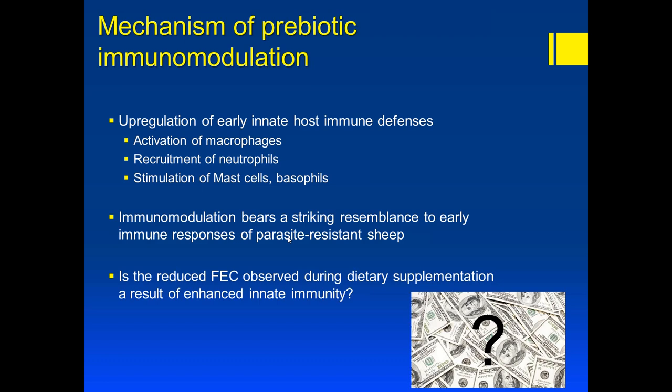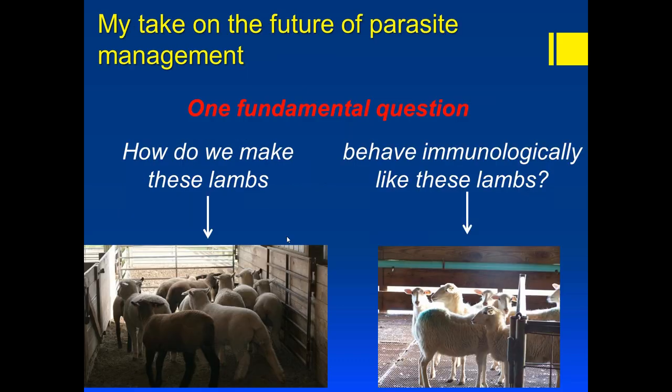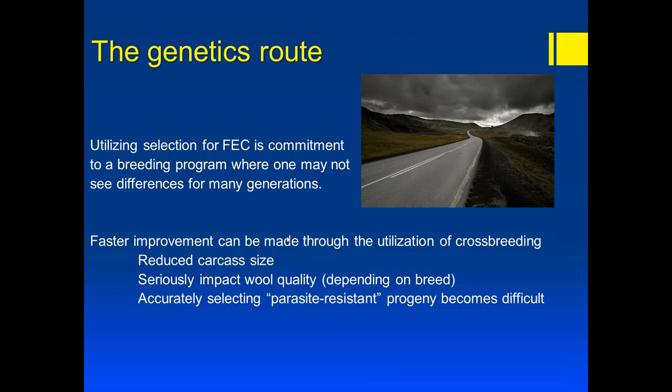I think that's the million-dollar question that we have to ask, and I think that's where a lot of this future is going. So my take on the future of parasite management comes down to one fundamental question: how do we make our commercial crossbred lambs behave immunologically like our St. Croix sheep? And that's really what's driving my research and some others as we look worldwide.